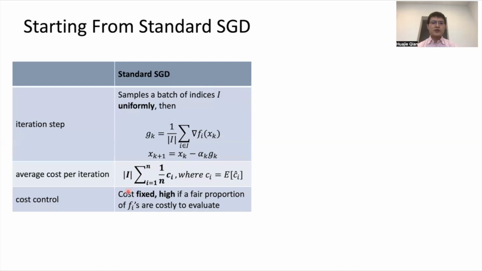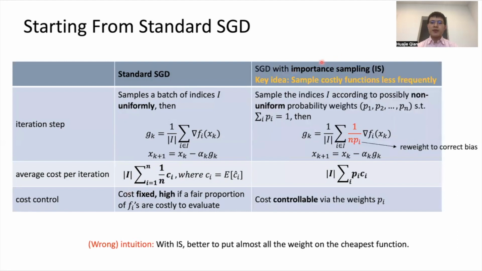So our goal here is to reduce the sampling cost using importance sampling. Importance sampling is a technique from Monte Carlo computation that samples from a different distribution than the original one. So here, instead of doing uniform sampling, we sample each component with non-uniform weights, P1, P2, up to Pn. But now each gradient has to be rescaled by a factor that depends on the weights. This reweighting factor is used to correct the bias so that the resulting gradient estimate is still unbiased. Now we can use these weights to control the frequency at which each component is sampled. So the key idea is really that we want to choose the P so that the costly functions are sampled less frequently so that the average cost is lower.